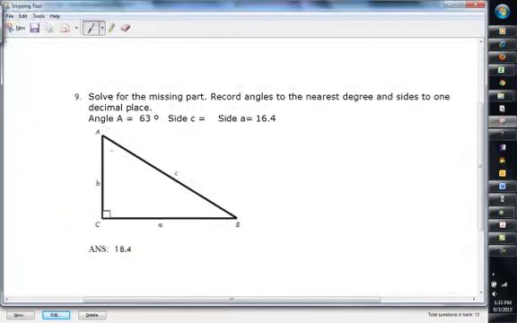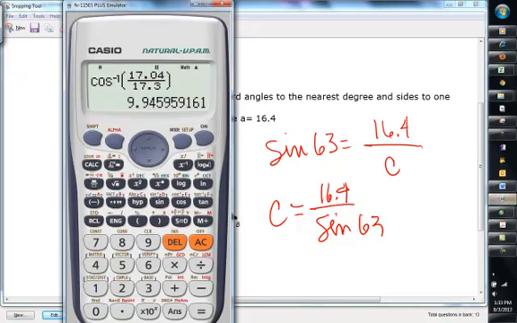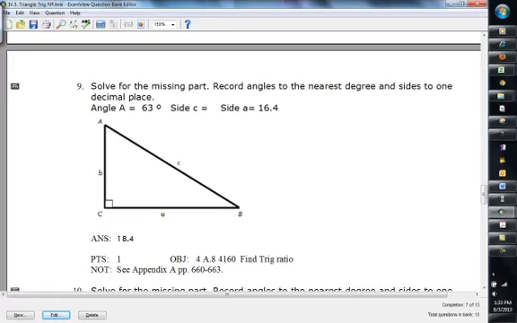All right, angle A is 63 degrees. Side C is what we're looking for. A is 16.4. Sine of 63 is opposite 16.4 over hypotenuse, so C will be 16.4 over the sine of 63. So 16.4 over sine of 63, make sure you close parentheses, and you get 18.4. Next one.